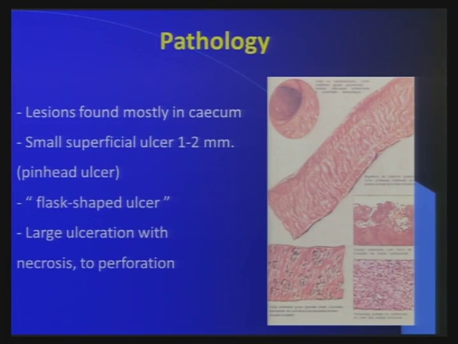So you usually find the parasite in the cecum. And so the lesion is usually in here, the cecum, where the trophozoites feed, divide, and cause the disease. The pathology we call a pinhead ulcer. Why? Because it's a very tiny ulcer, 1 to 2 millimeters.